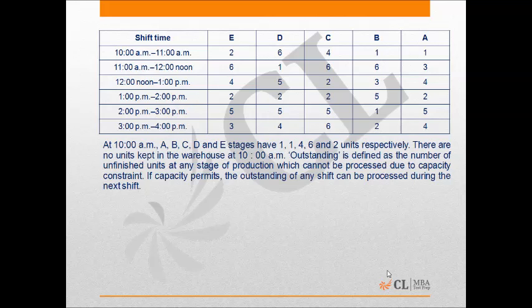Now from the table it can be noted that the processing at different stages of production at different times is given in the table. The number of units that E can process between 10 to 11 is 2, and that of D is 6, C 4, B 1, and A is also 1. And the number of units that D can process, let's say between time 2 to 3, will be 5. So the information given in the table can easily be understood.